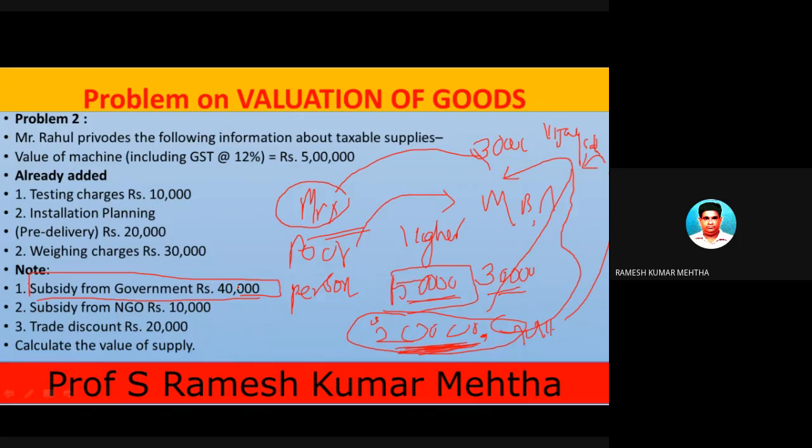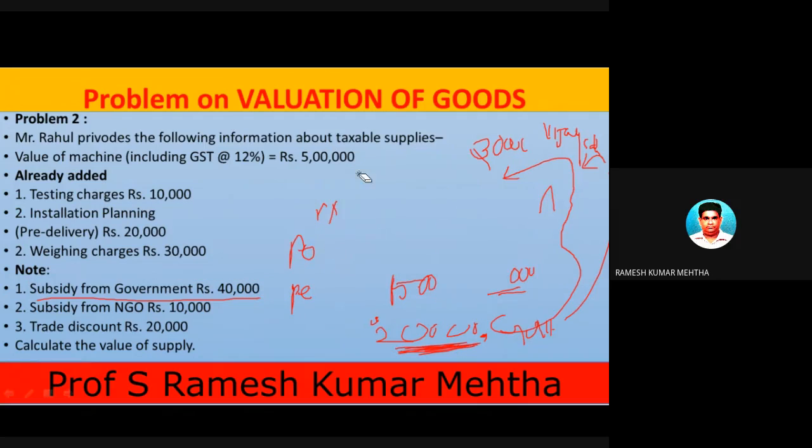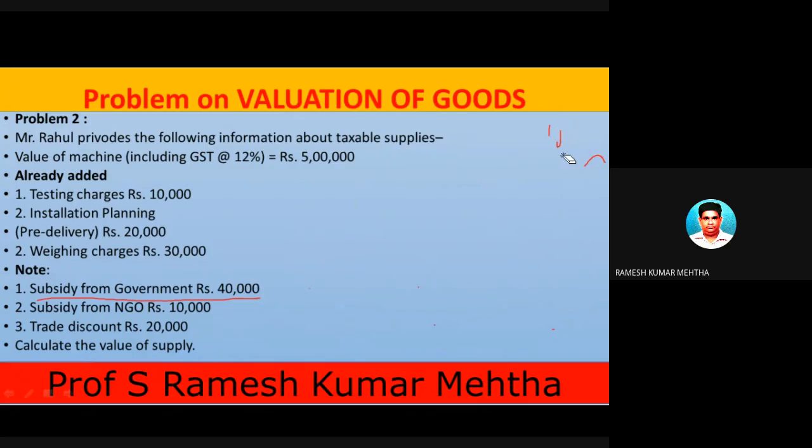So please remember, the point is subsidy offered by a central government or a state government or a local authority should not be included in the transaction value. It should be removed if it is included. Number one. Now, number two, if any NGO is extending a subsidy. For example, in this case, Mr. X is there, a poor person who wants to purchase a laptop.